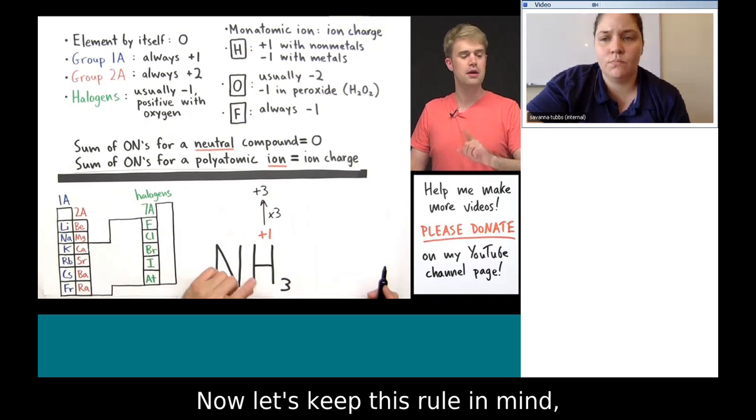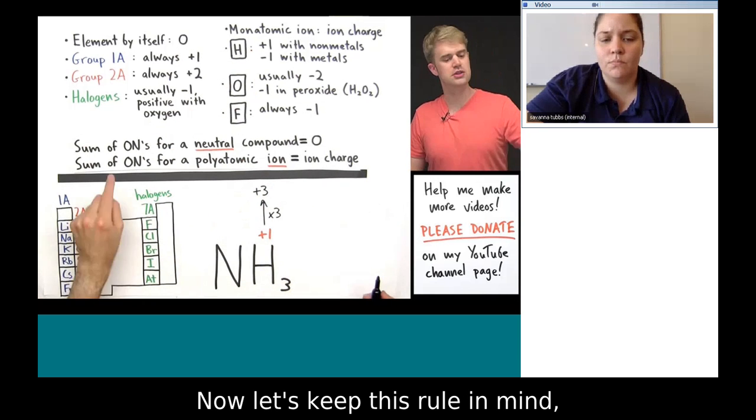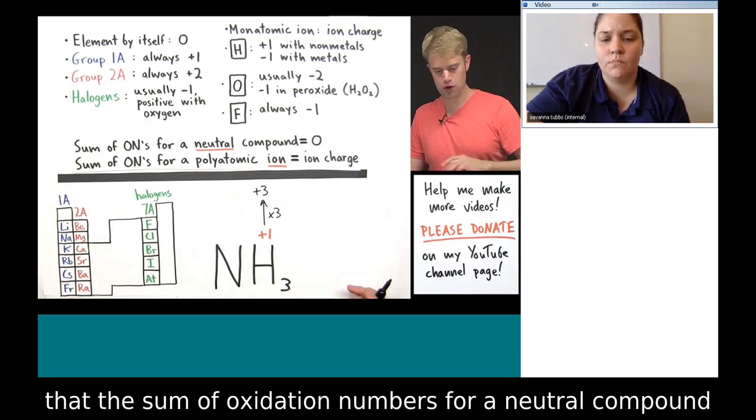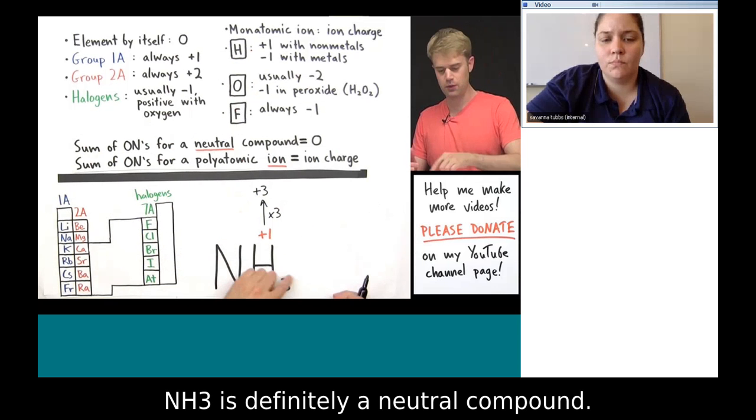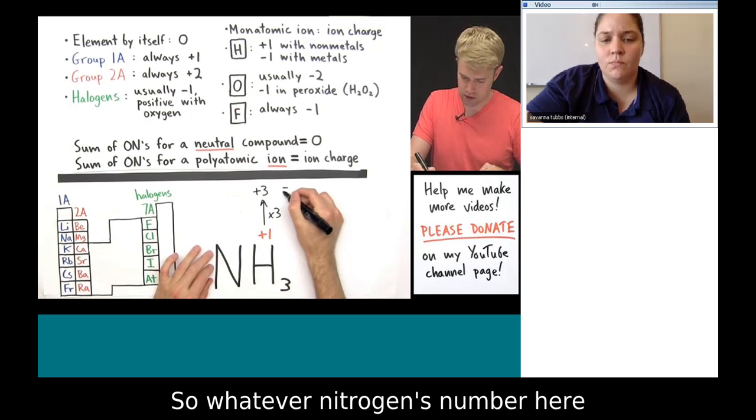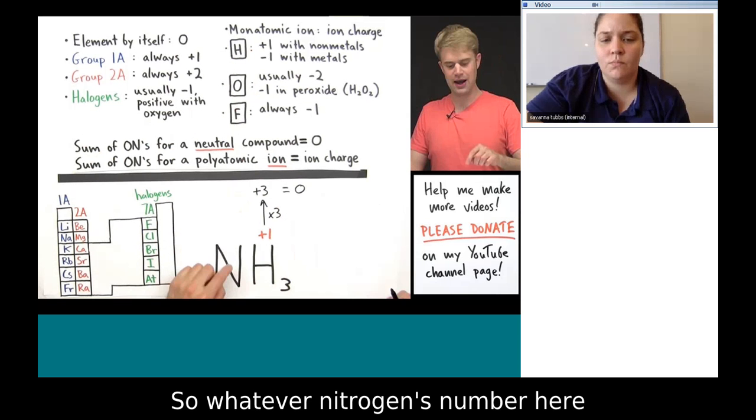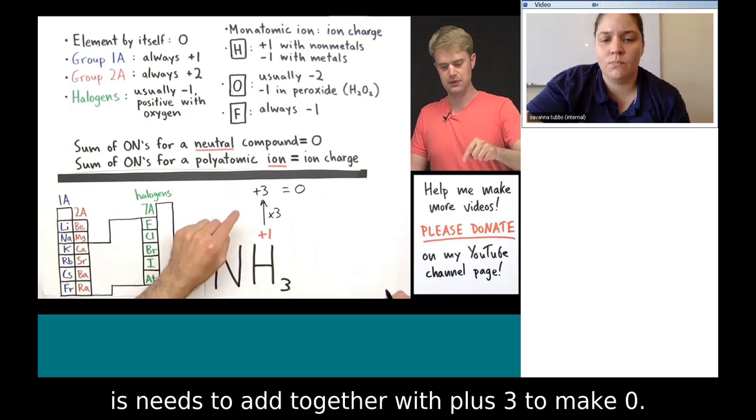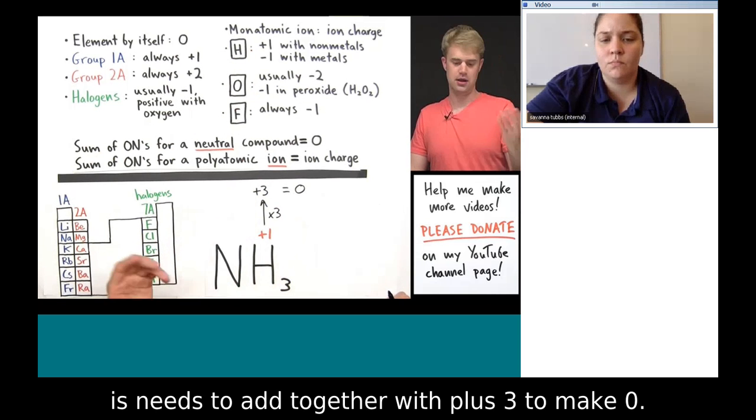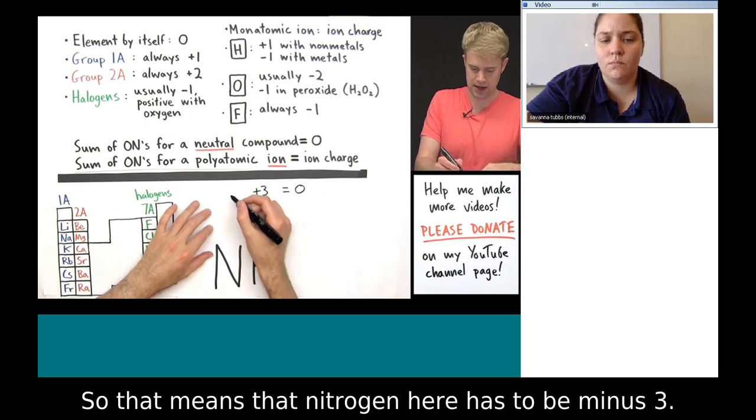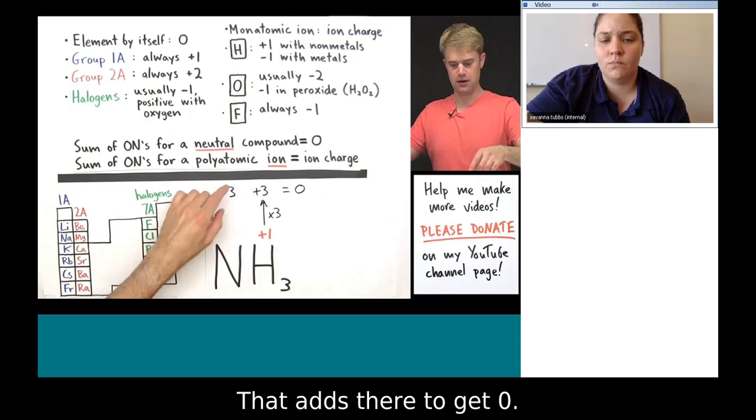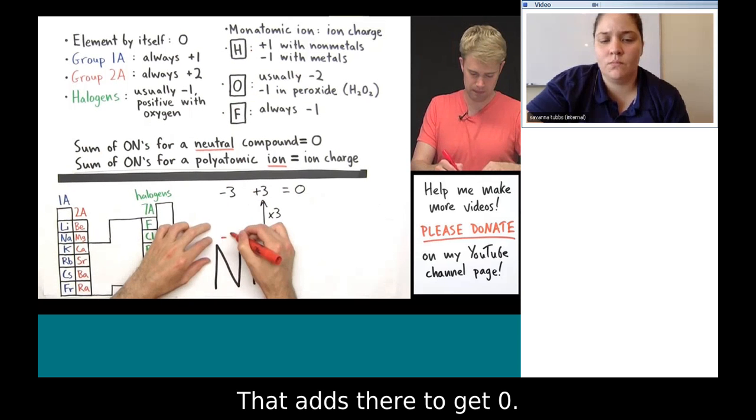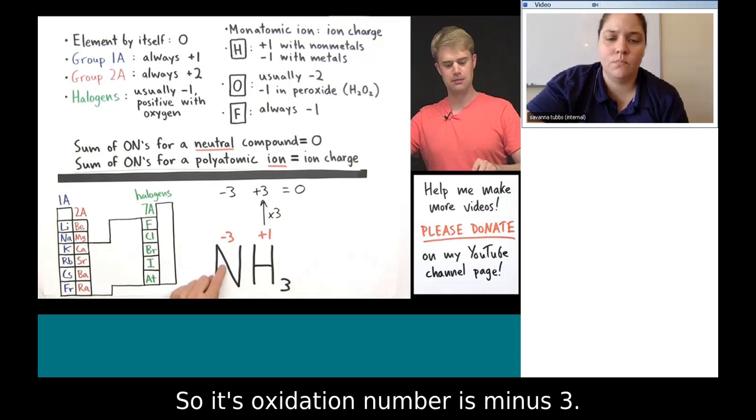+3. Now, let's keep this rule in mind, that the sum of oxidation numbers for a neutral compound should equal 0. NH3 is definitely a neutral compound. We don't see any charge here. So whatever nitrogen's number here is needs to add together with +3 to make 0. So that means that nitrogen here has to be -3. That adds there to get 0. So its oxidation number is -3.